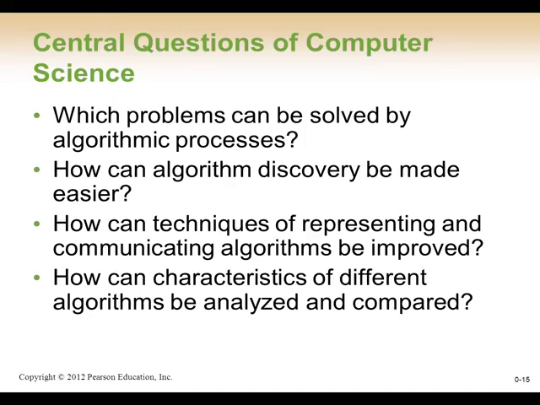So when we are looking at the questions for computer science, first of all, we have to ask which problems can be solved by an algorithmic process. Can we actually solve these problems or not? And then, how can algorithm discovery be made easier? So what can we do about it? How can techniques of representing and communicating algorithms be improved? And the characteristics of different algorithms. So we have a job for software engineers and computer scientists to constantly work on these algorithms to make them work better.